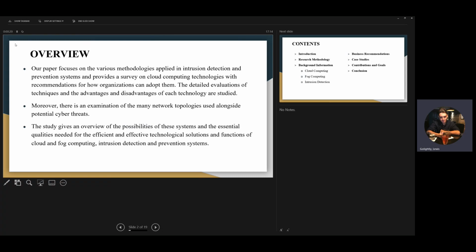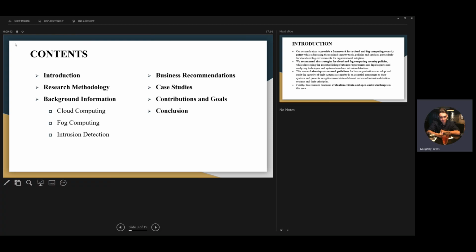The detailed evaluations of techniques, of the advantages and disadvantages of each technology, are studied, and moreover, there is an examination of the many network topologies used alongside potential cyber threats. The study gives an overview of the possibilities of these systems and the essential qualities needed for the efficient and effective technological solutions and functions of cloud and fog computing, intrusion detection, and prevention systems.